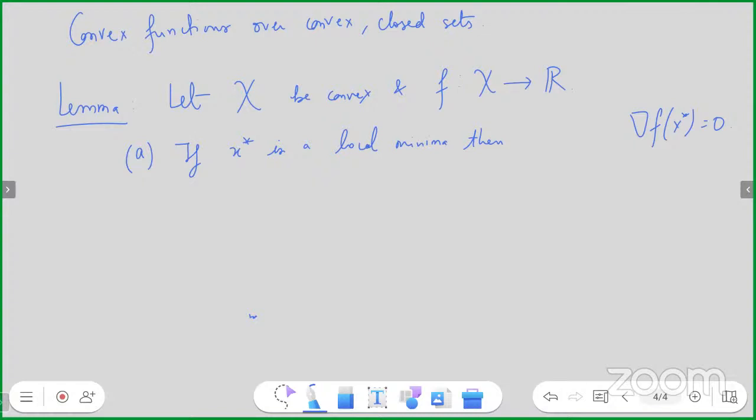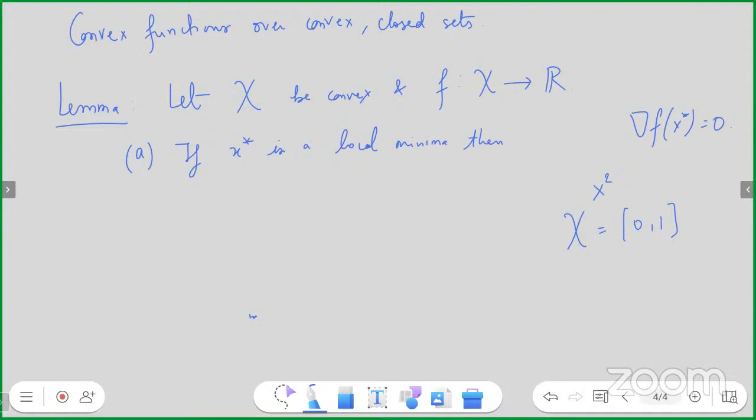Say f(x) equal to x. Pick the simplest function. What is the simplest convex function you would like? x squared. Yes. Over the interval 0 to 1. So what is the minimum? At what point is it achieved? Okay. Is it true?